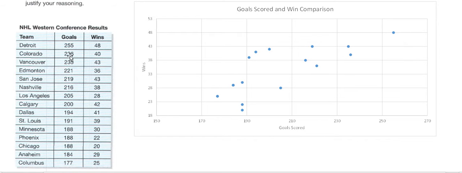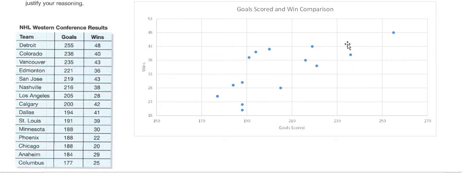We could do one more team, for example. Colorado had 236 goals and 40 wins. 236 goals would fall approximately here. And you can see right above we have two dots. However, Colorado had 40 wins. 40 wins would be approximately here on the vertical axis. So if we cut right across, 40 wins would be this dot right here.